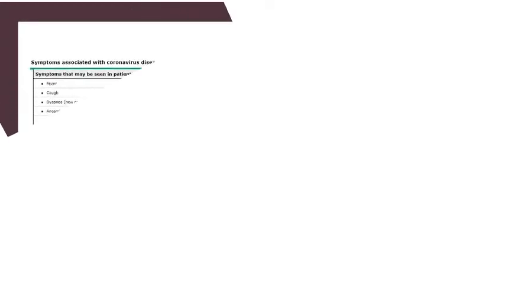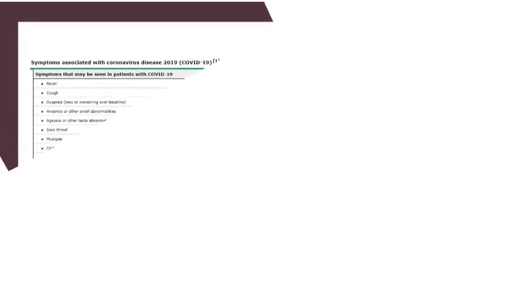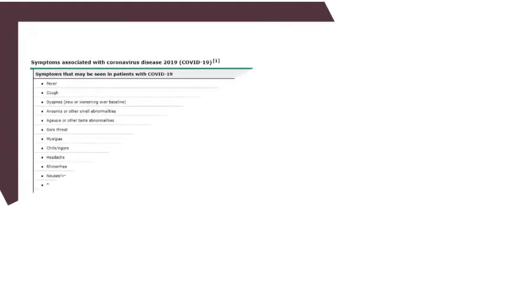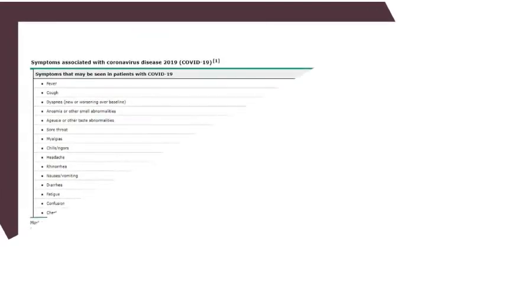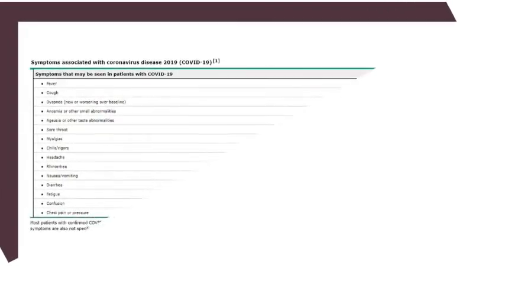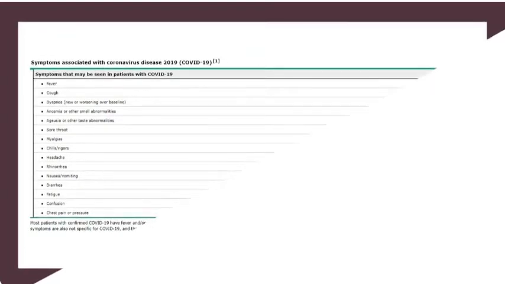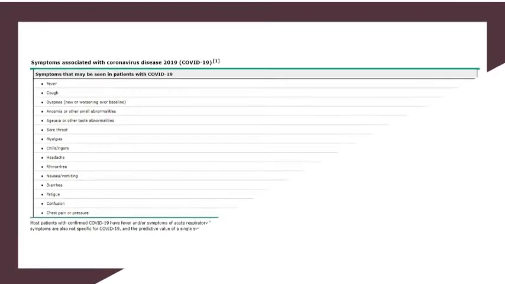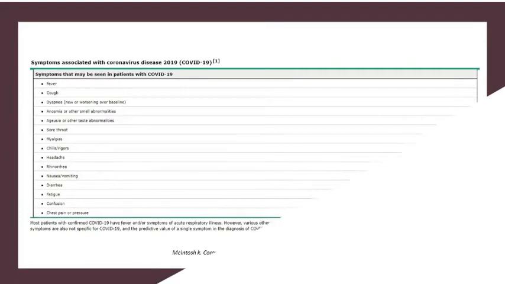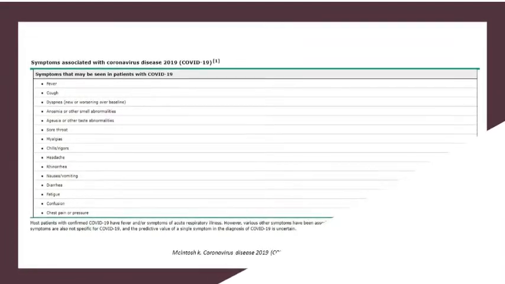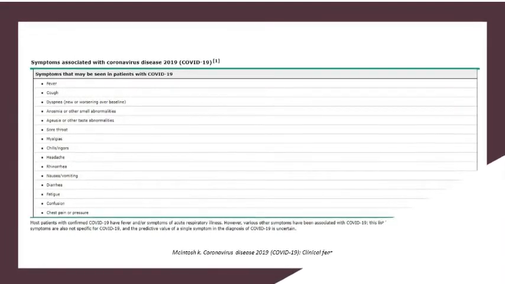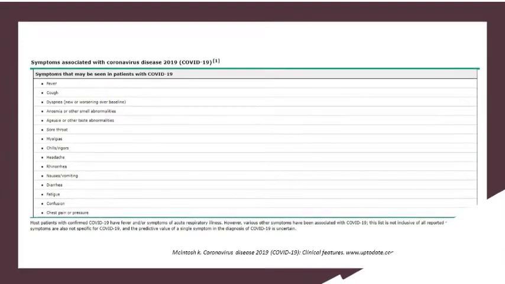In this table, you will find a summary of the symptoms: fever, cough, dyspnea. And for dyspnea, we should realize that dyspnea may be new or worsening over baseline, like in patients who have COPD or chronic bronchial asthma, who may have chronic shortness of breath. And so worsening of over baseline dyspnea also is one of the symptoms. Anosmia or other smell abnormalities, ageusia or other taste abnormalities, sore throat, myalgia, chills and rigors, headache, rhinorrhea, nausea, vomiting, diarrhea, fatigue, confusion, and chest pain or pressure.